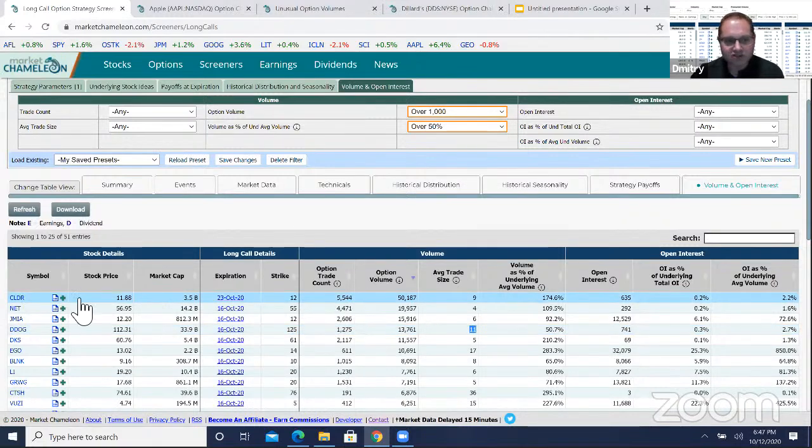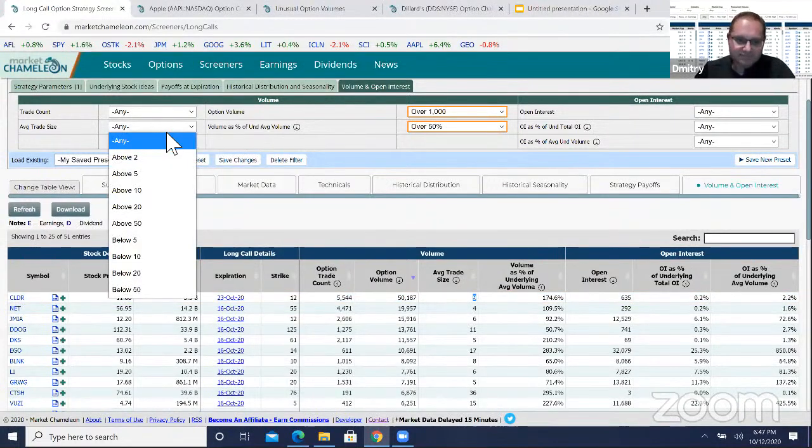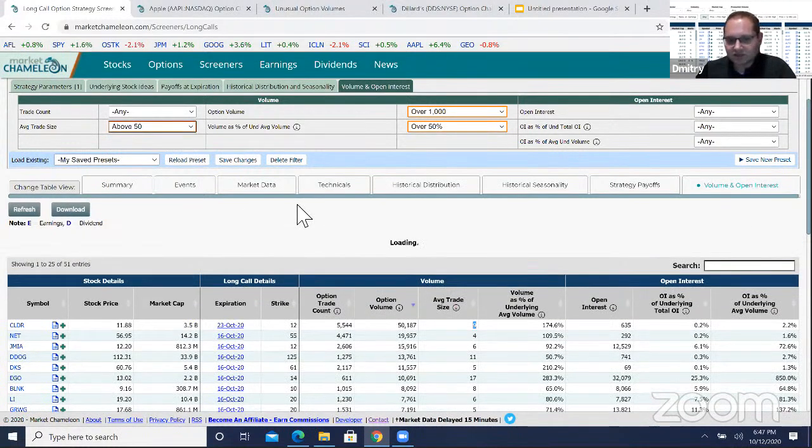So in this situation, CLDR, 50,187 contracts traded, but it also had 5,544 different trades. On average, that represents nine contracts per trade, right? So we could filter by average size, above a certain amount or below a certain amount, like above 50, let's say.